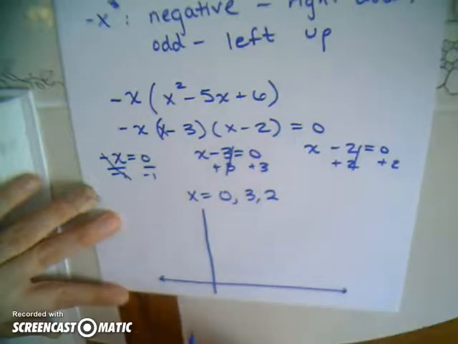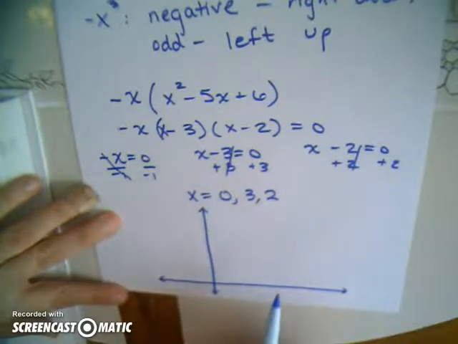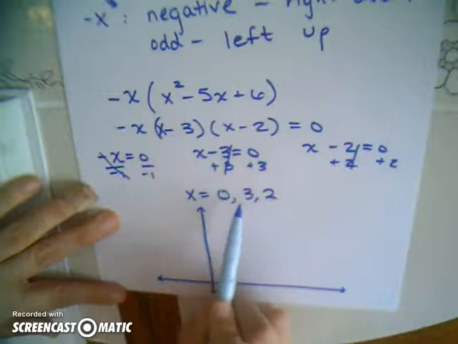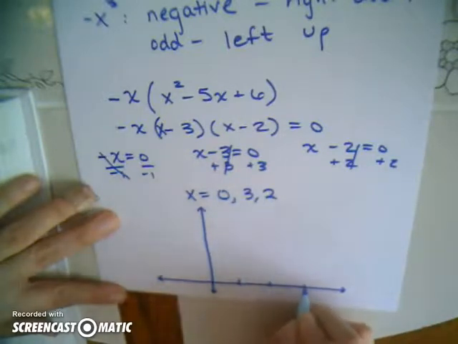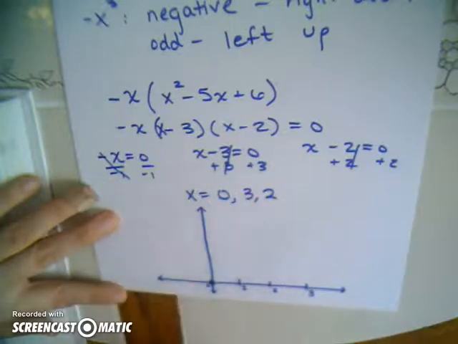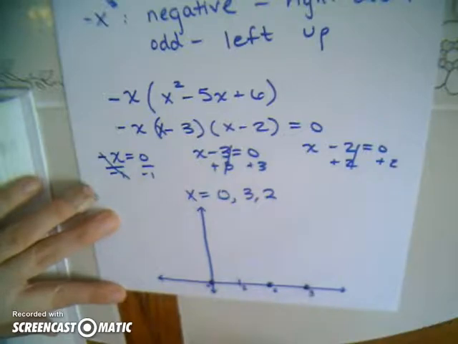And I probably should have made that a little bit bigger, or moved that graph up a little bit. Sorry about that. I'm not labeling anything on the y-axis, only on the x-axis. And I'm going to mark my zeros as x-intercepts. I know that 0, 0 will be an x-intercept. I know 3, 0 will be an x-intercept. And I know 2, 0 will be an x-intercept.